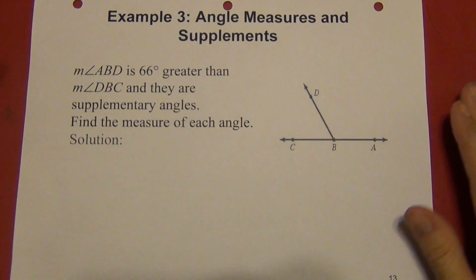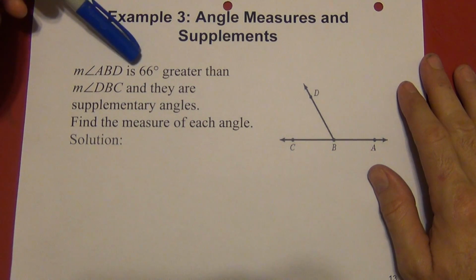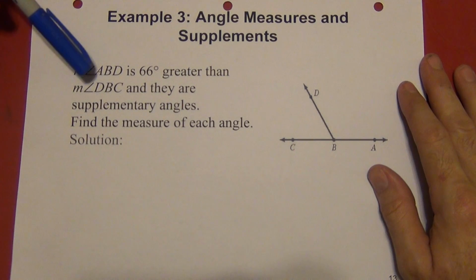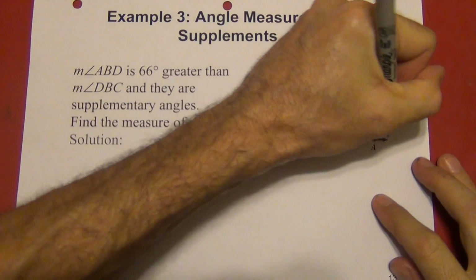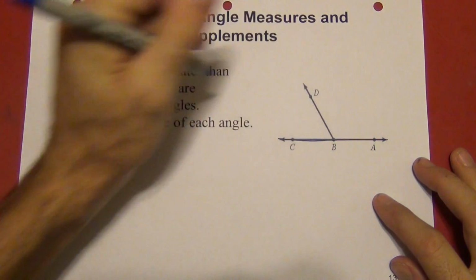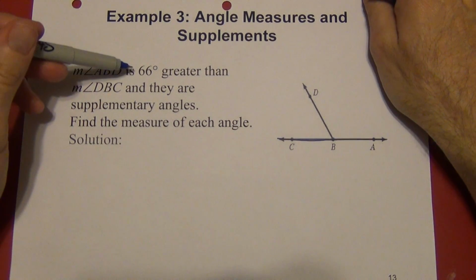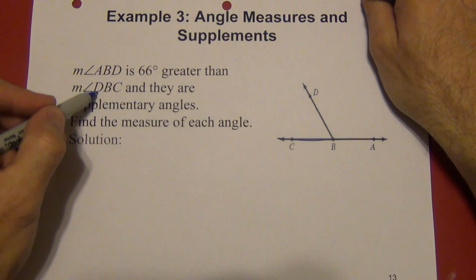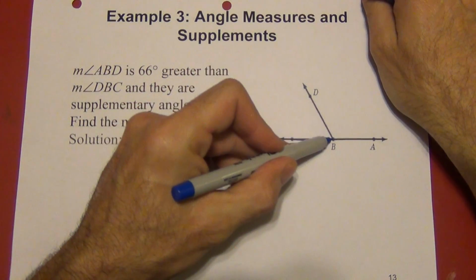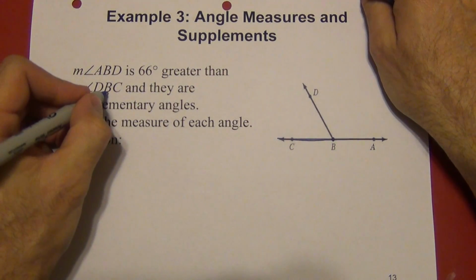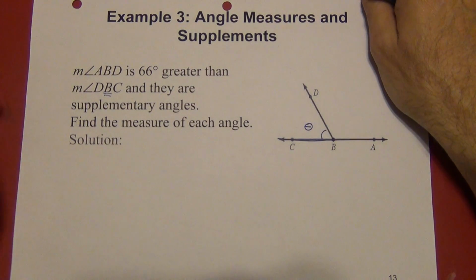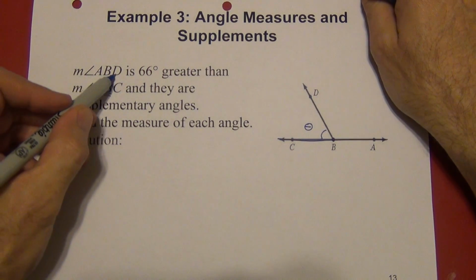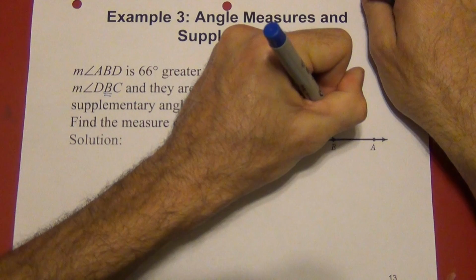Alright, so example number 3. The measure of ABD is 66 degrees greater than the measure of DBC, and they are supplementary angles. So what that tells you is this is a straight line. Because they're supplementary angles, and ABD is 66 degrees greater than DBC. So DBC is this angle right here where B is the vertex. I don't know what that angle measure is, but I'm going to call it theta, because that's what we call it in math. And then you have ABD. So ABD is this angle right here.